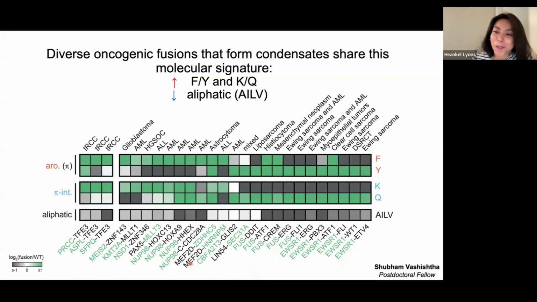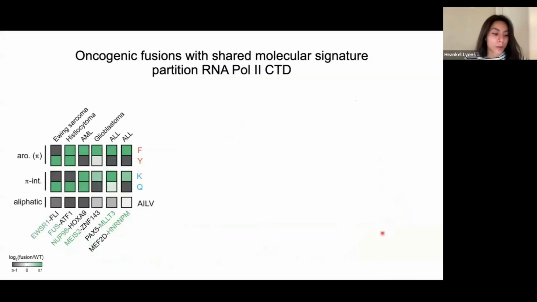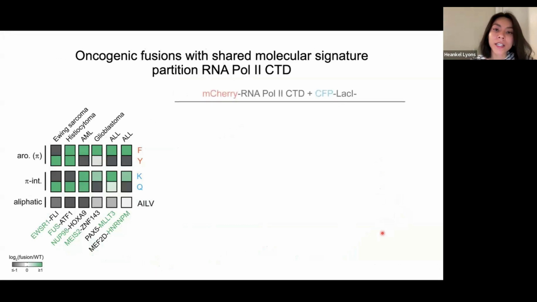And so what I really want you to get out of this loaded slide is that they have this enrichment for phenylalanines and tyrosines, as well as these pi-interacting residues. And again, they have a relative depletion of these aliphatic residues. And just to show you a few examples I've tested from this set of oncofusions we identified.